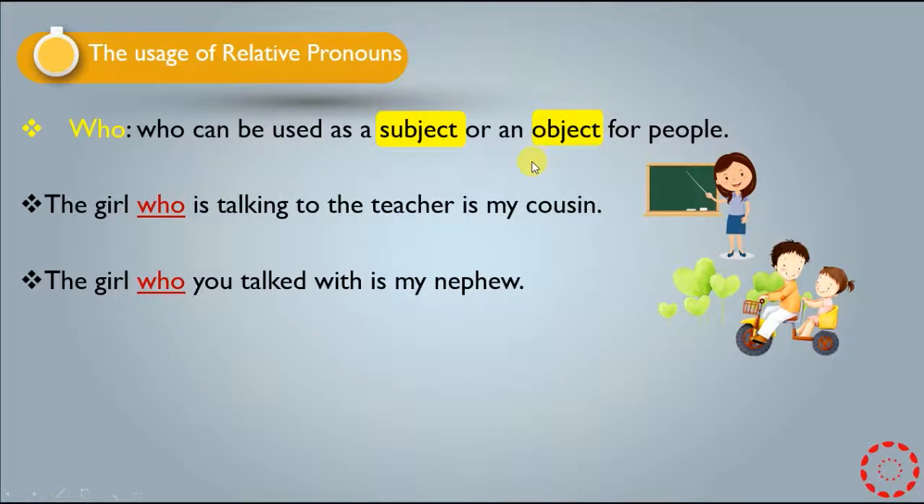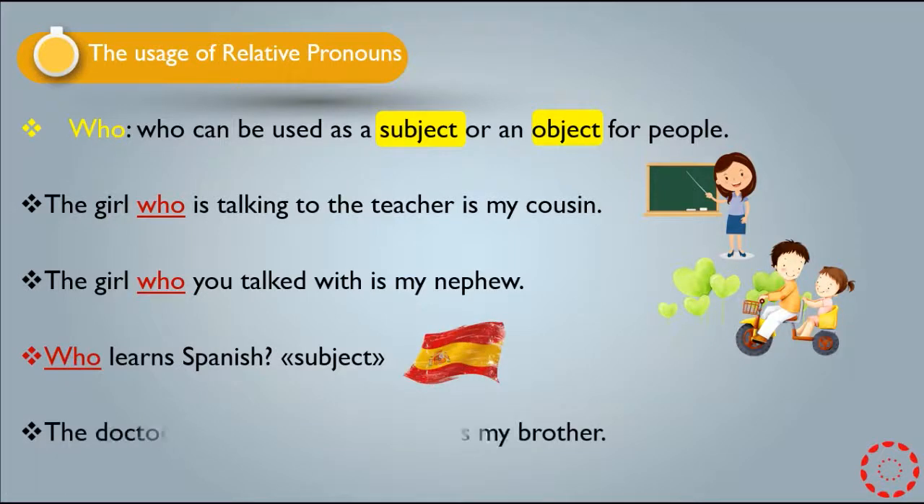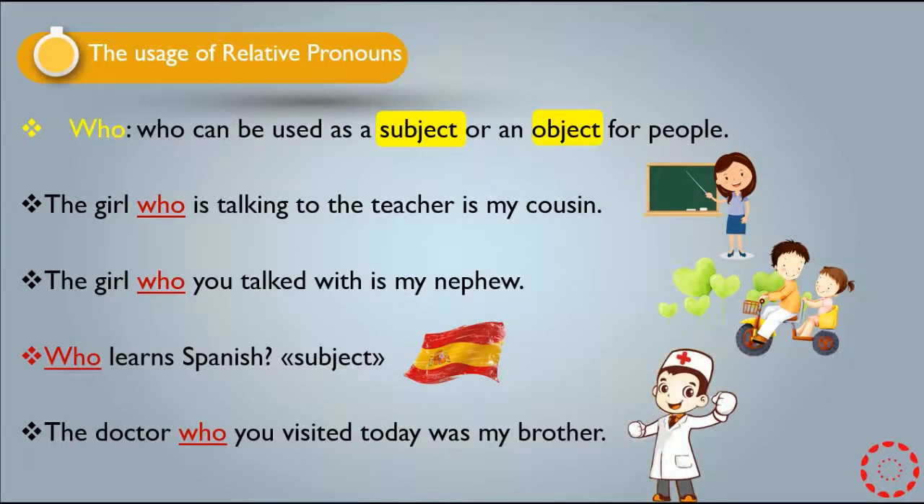Okay. Another example: who learns Spanish. In the sentence, who is a subject. Again, it is a relative pronoun, but it is used as a subject because it comes at the beginning of the sentence. Okay. The doctor who you visit today was my brother.